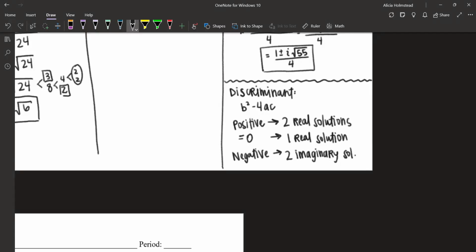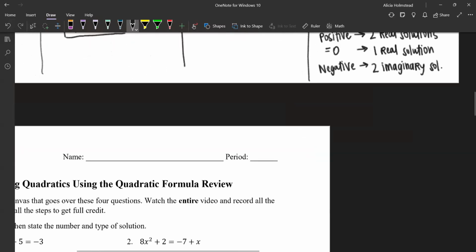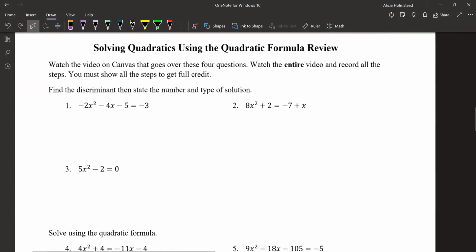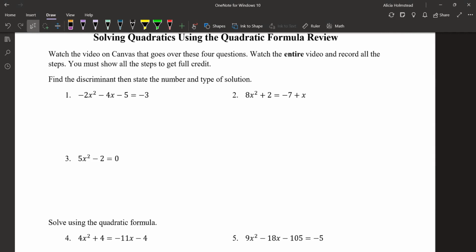All right, so let's move on to our worksheet and do a couple example problems. For these first 3 problems, we need to find the discriminant, then state the number and type of solution. So we'll start by finding the discriminant. The discriminant, as we just stated, is b squared minus 4ac. But before we can plug anything into the discriminant, we need our equation in standard form equal to 0.